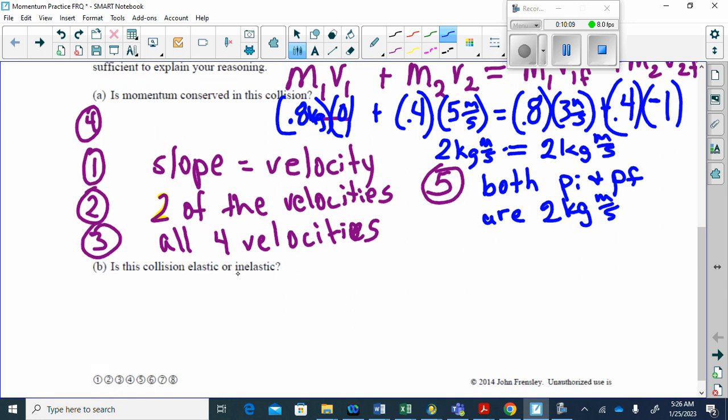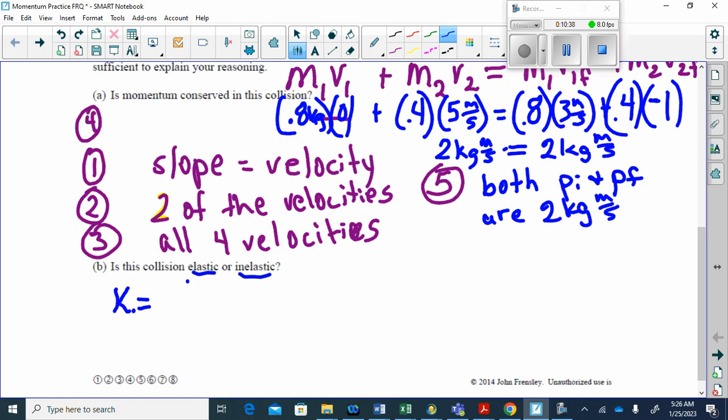Is this collision elastic or inelastic? So the last 3 points will come from this. So to know if it's elastic or inelastic, we can only know that by looking at the kinetic energies. So if kinetic energy is conserved, it's elastic. If kinetic energy is transformed into some other kind of energy, it's inelastic. So let's go. Let's calculate kinetic energy.